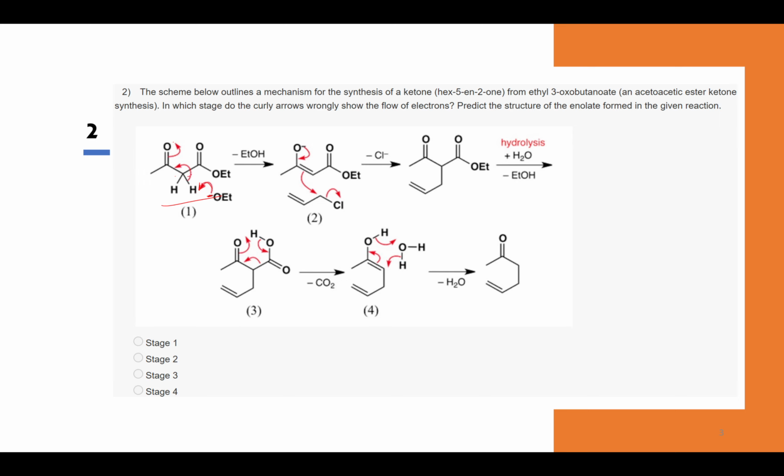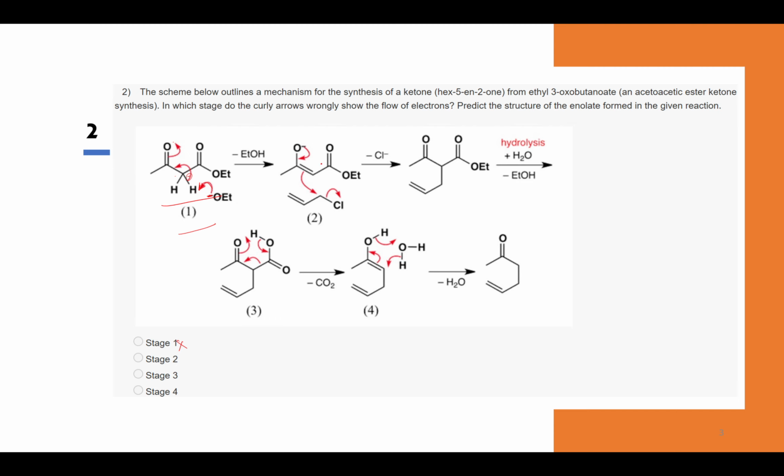And here negative charge will generate after the proton abstraction and this will again go here this way and it will get open up. Okay. So this is the correct way. So stage 1 is the correct arrow pushing. So this option is ruled out.